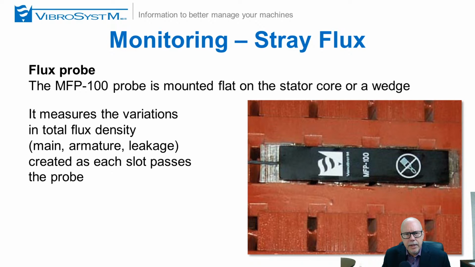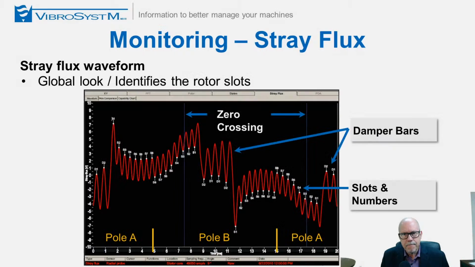It measures the variations in total flux density, which is the main flux, the armature flux, and the leakage flux. And this flux is created as each slot passes in front of the probe. So the probe is able to detect the amount of flux at each location. So you get a measurement or a graphic that looks like this.